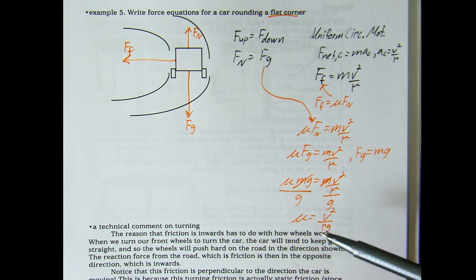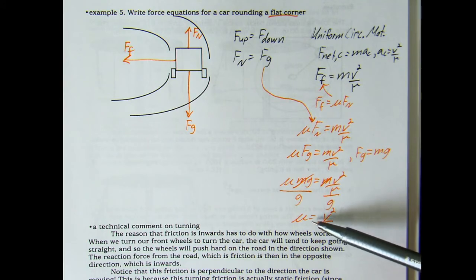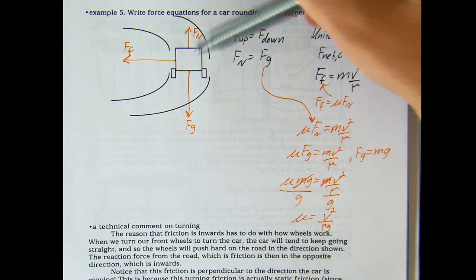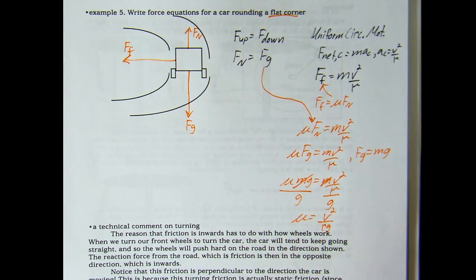This is not the maximum static coefficient of friction. This is just the current coefficient of friction. This could theoretically increase or decrease depending on the max speed of the corner and all that kind of stuff. But effectively what we've got here is the coefficient of friction dependent on the speed of the vehicle, the radius of the corner, and the gravity of the planet that you're on, which is pretty cool.